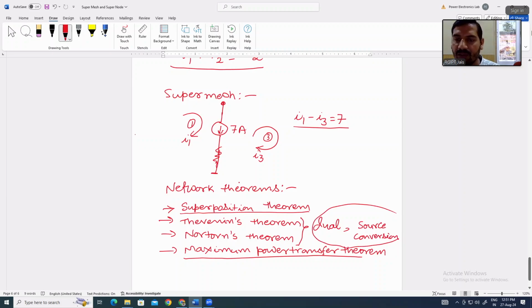So this is nothing but source conversion. Both are dual in nature. The equivalent resistance will be the same for both theorems, and the procedure to calculate the equivalent resistance or impedance will also be the same in both theorems. So we will see these theorems one by one in the next class.